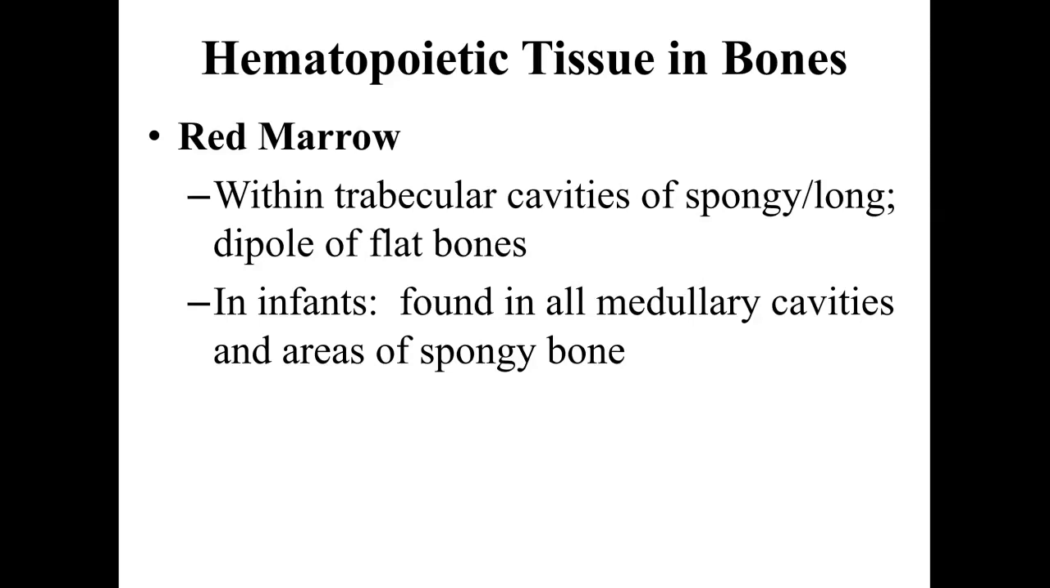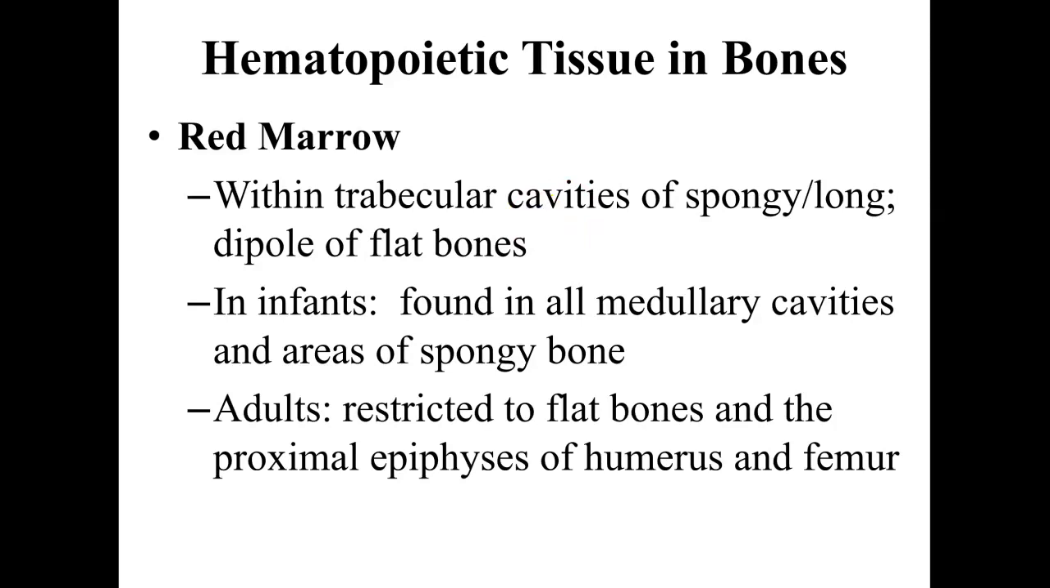In infants, it's going to be found in all of the medullary cavities and areas of spongy bone. And remember, as they grow, that does change over into yellow bone marrow. But when they're infants, it is going to be red bone marrow. In adults, it's restricted to the flat bones, and it's going to be found at the ends. So it can be found at the proximal epiphyses of the humerus and the femur.